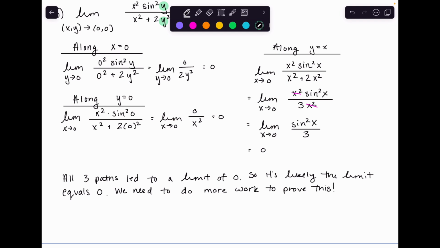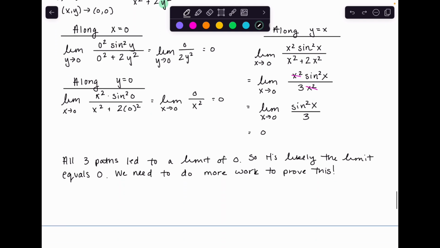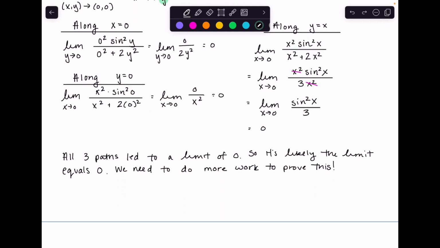So this is where I'm going to utilize the squeeze theorem, because there's definitely no way I can algebraically manipulate this expression, especially because it's dealing with trig. If I look at the expression on the inside, it's x squared sine squared of y over x squared plus 2y squared.